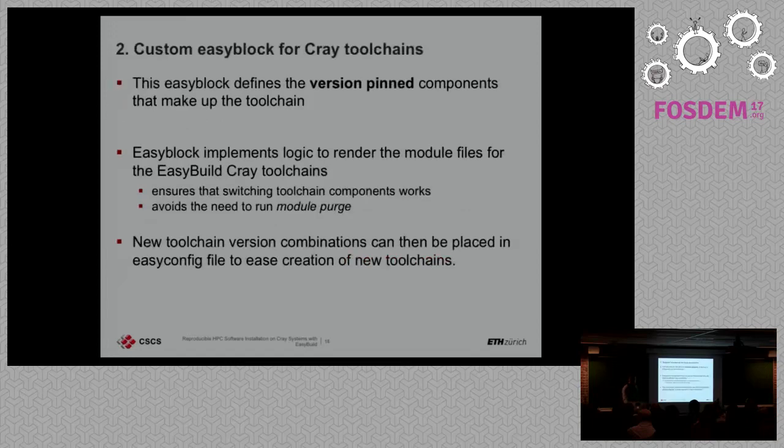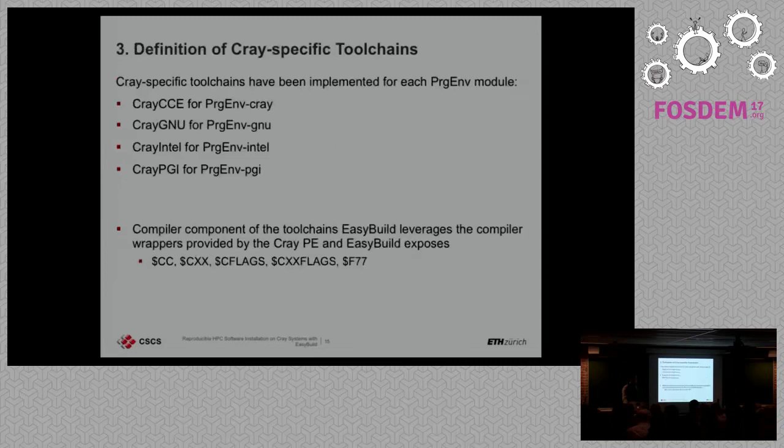Also the easy blocks, I will speed up a little bit here because of the time. The easy blocks are specific to the Cray toolchains. You can go on GitHub if you want to see the details. Here I just want to mention that we have one toolchain for each programming environment available on Cray, that we automatically map the variables that you need for building software on the Cray, because we have wrappers on Cray. We don't use GCC or the compilers directly, so we use the Cray compilers.